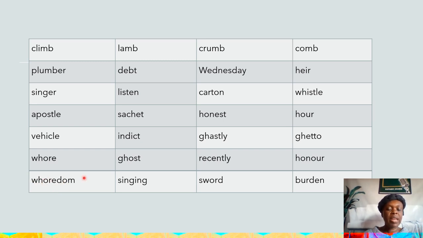Then we have singing. The N and the G give you the "ng" sound. So we have singing instead of singing with a separate G sound, right? Then we have sword, the W is silent. And then we have burden, not "bor-den". The E here is silent.